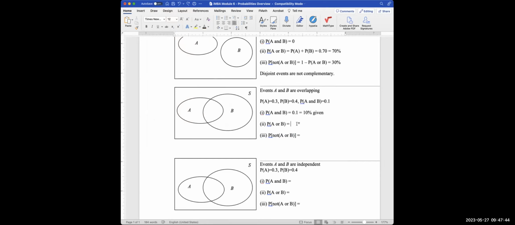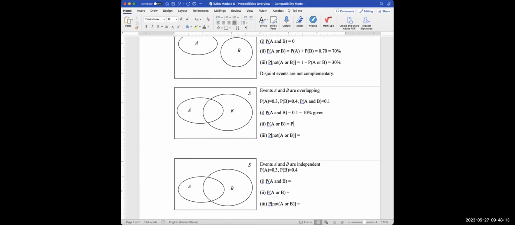I guess you add A and B and then subtract the A and B part, the 10%. So we have to do that because of why? Because it's overlapping. We're going to add A and we're going to add B, but then we added this space too many times. So we need to subtract it.